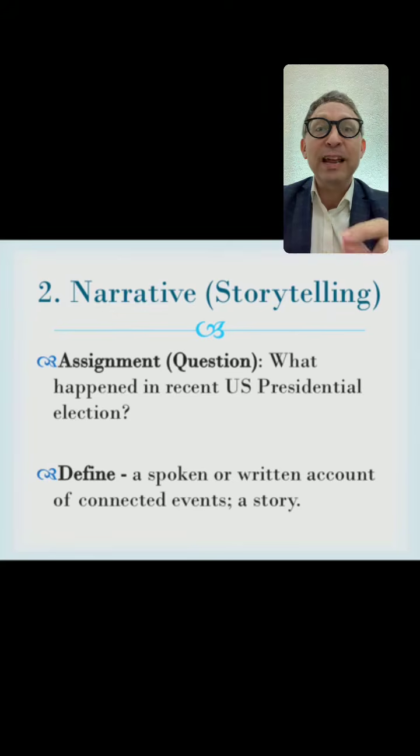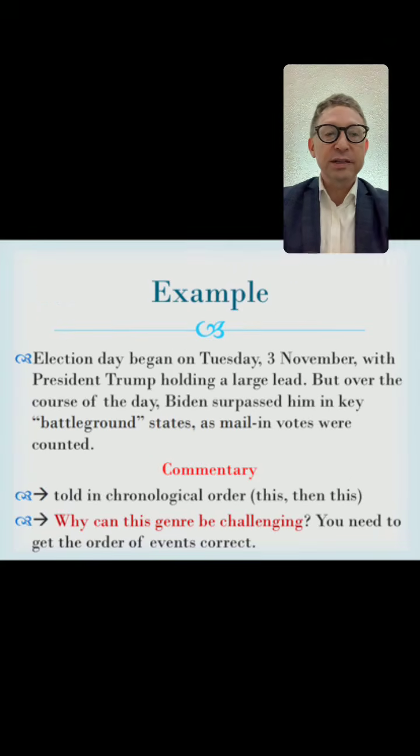Now let's look at an example of a narrative style essay. The election began on Tuesday, the 3rd of November, with President Trump holding a large lead. But over the course of the day, Biden surpassed him in key battleground states as mail-in votes were counted. So if you notice in narrative style, this is the easiest style, by the way, you tell events in chronological order. This happened, then this happened, then this happened.